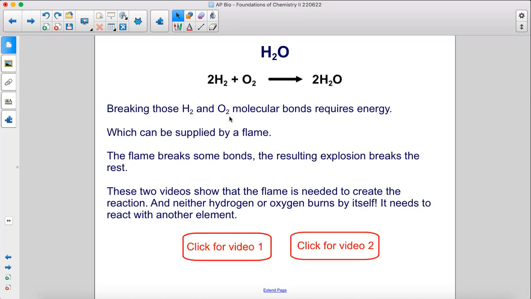Breaking those H2 and O2 molecular bonds requires energy, which can be supplied by a flame. The flame breaks some bonds, the resulting explosion breaks the rest. These two videos show that the flame is needed to create the reaction, and neither hydrogen nor oxygen burns by itself. It needs to react with another element.